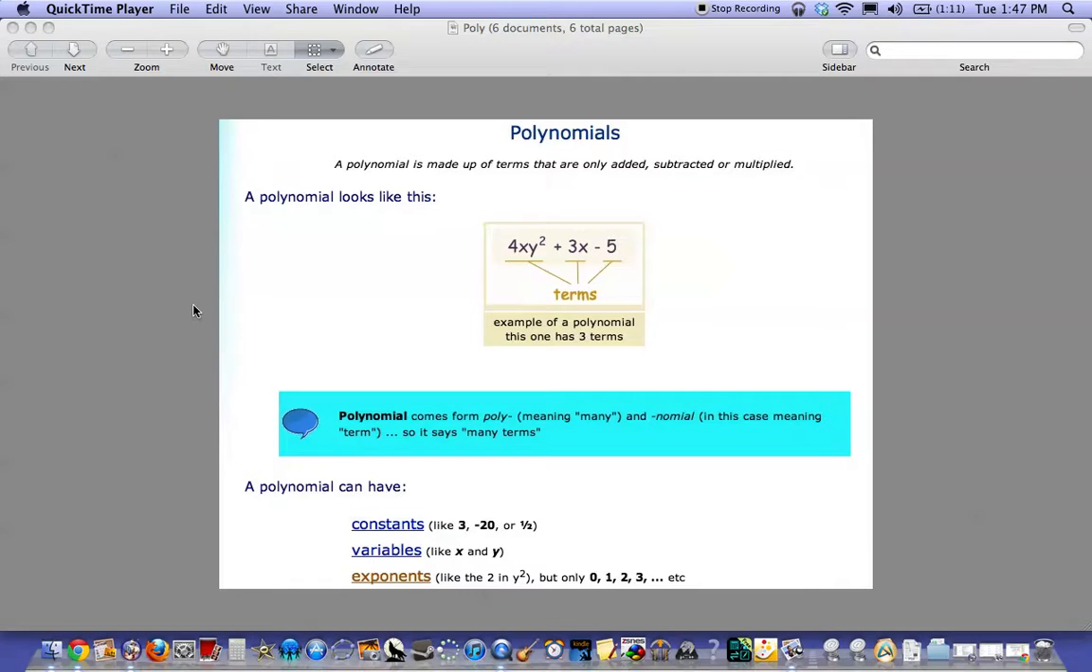Hi, I'm Mr. Kangas, and today we're going to take a look at Chapter 13, Section 1, Polynomials. And this is just going to be a very basic introduction to polynomials.